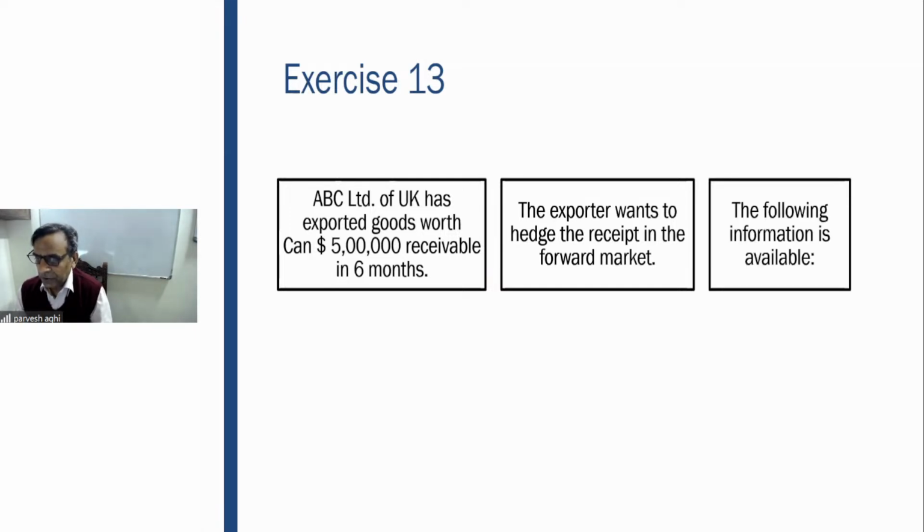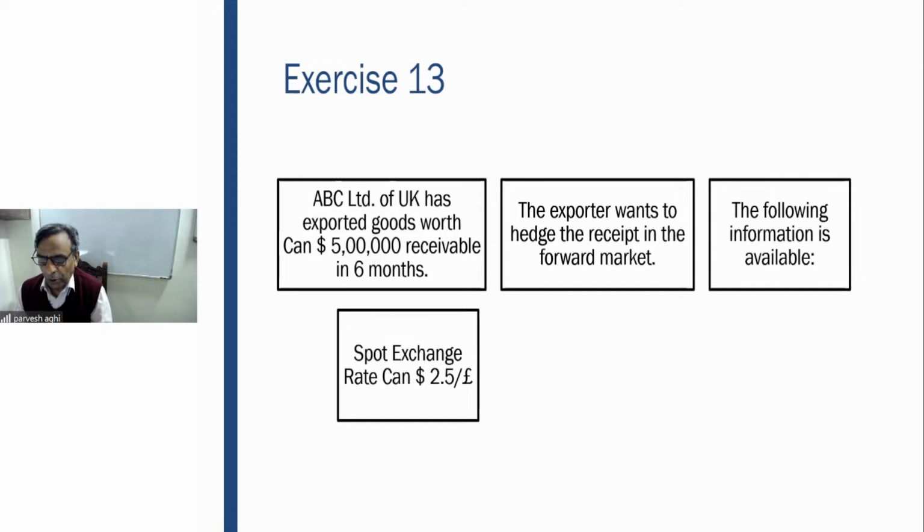The following information is available. Spot exchange rate, Canadian 2.5. That means 1 pound is equal to so many Canadian dollars. Okay. So now the quote is given in an indirect manner. So we need the quote for Canadian dollars rather than 1 pound. So we'll just tackle that once we are solving the question.